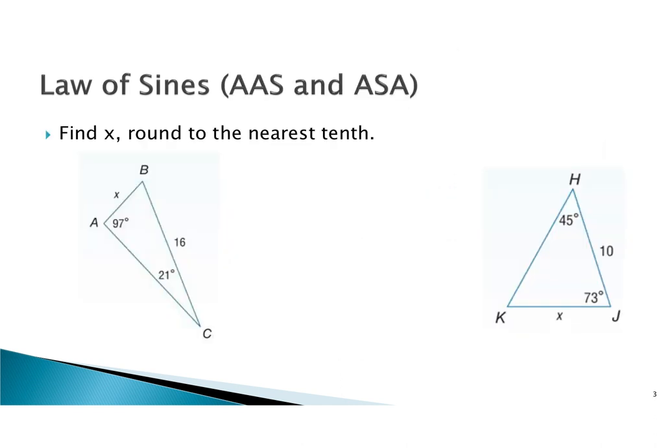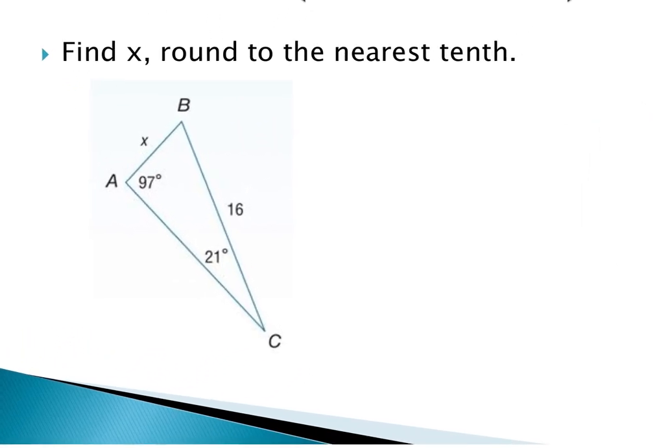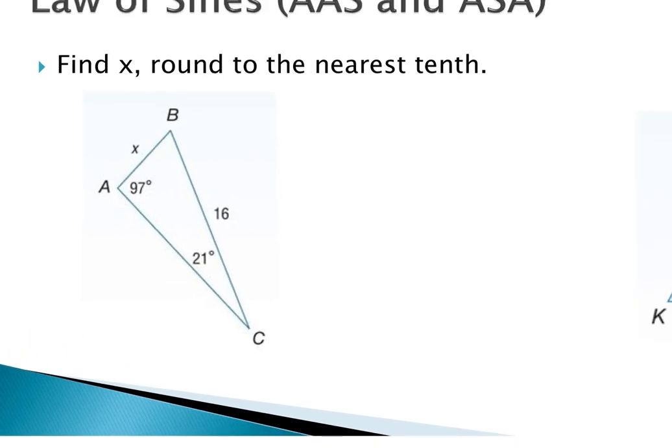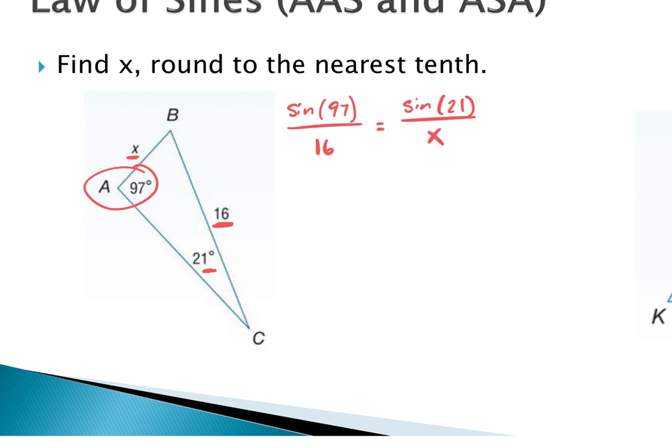So let's go for it. All right, so now in this first one, we're going to find x, and round to the nearest tenth. First off, I'm checking, do I have the information? Well, I have angle A and side A. Next, I have angle C and I'm looking for side C. So that works. I have the sine of 97 over 16, an angle and its side, is equal to the sine of 21 over x, another angle and its side.